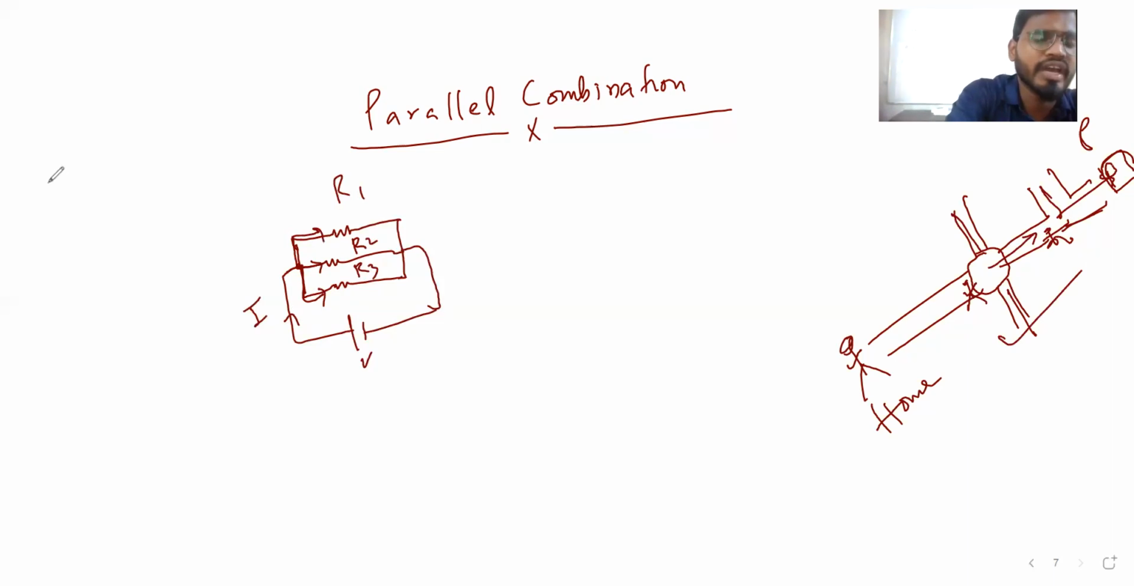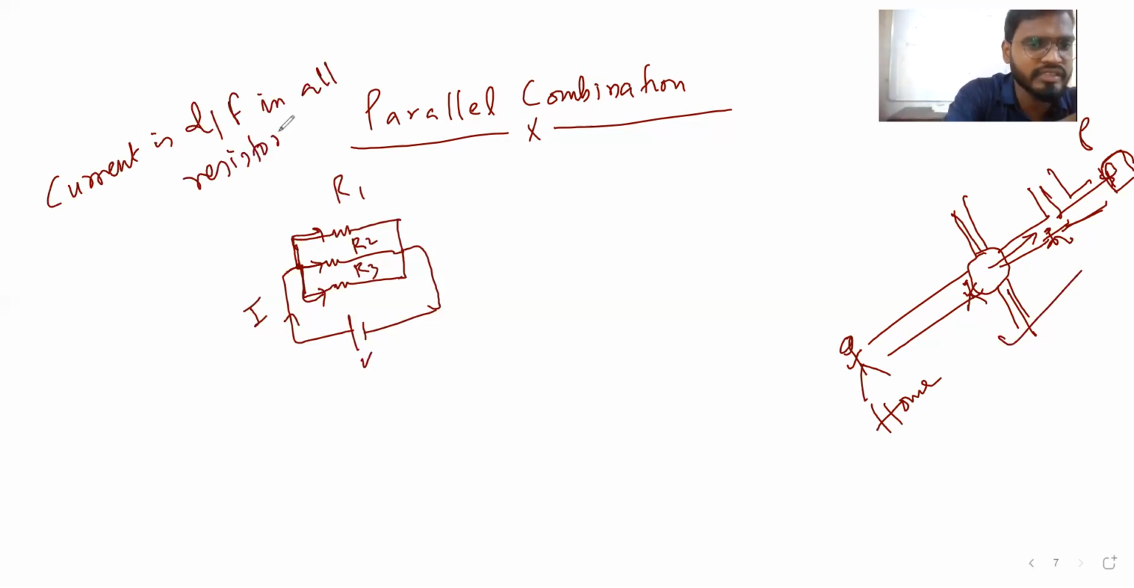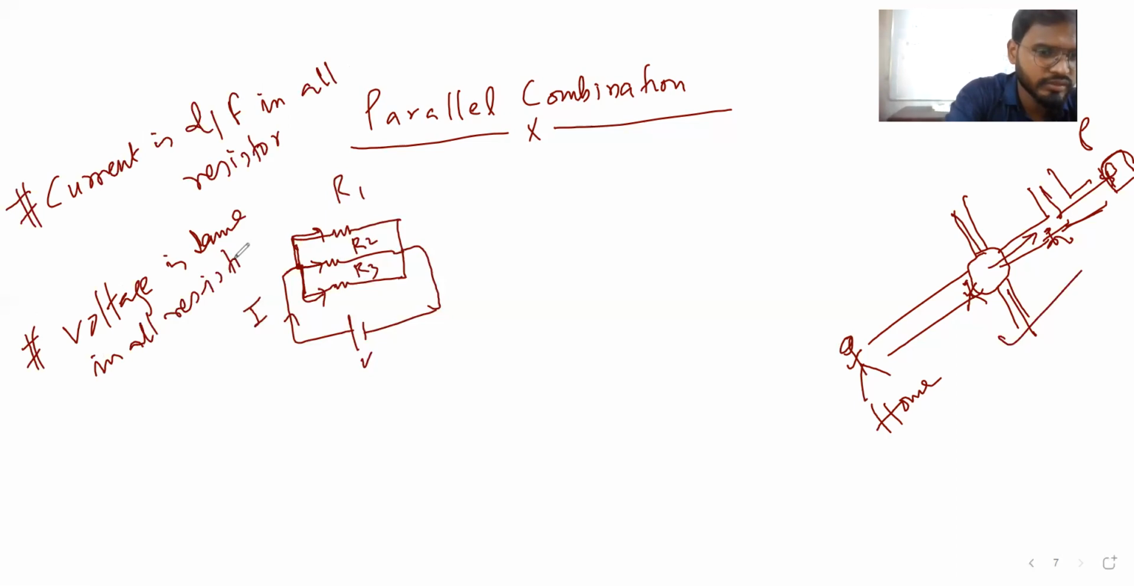Let's see how we'll use it. Here, current is different because current is getting confused. Current is different in all resistors. Important point, remember this. Second point, voltage is same. Voltage is same in all resistors, right? Fine. Current is different in all resistors, voltage is same in all resistors. Now let's see, we'll find current, we'll find voltage, everything we'll find now.